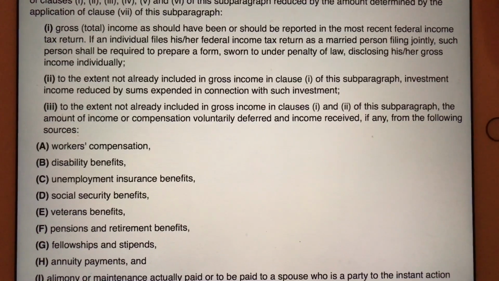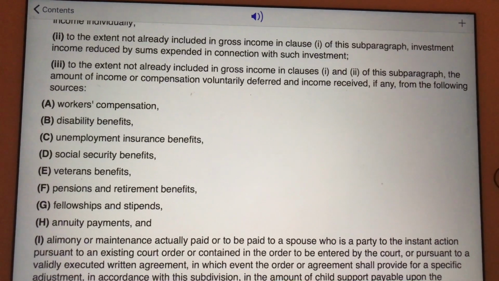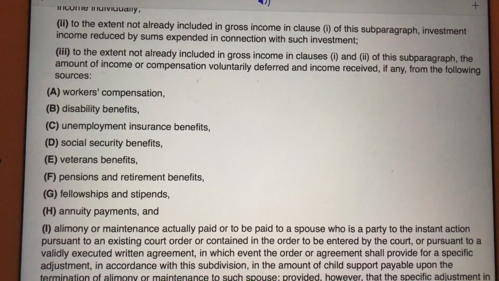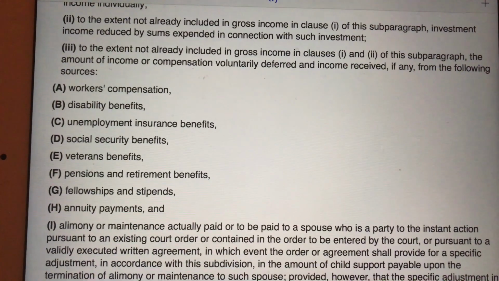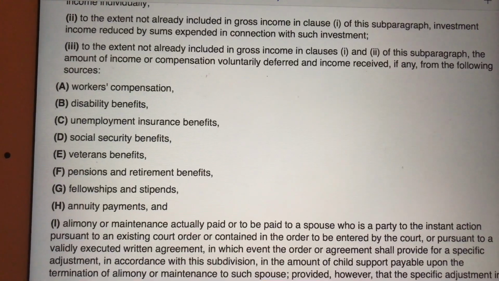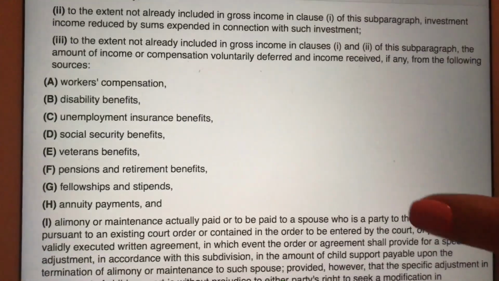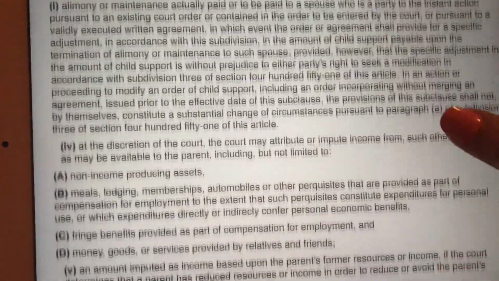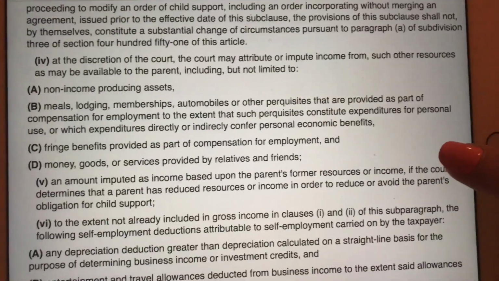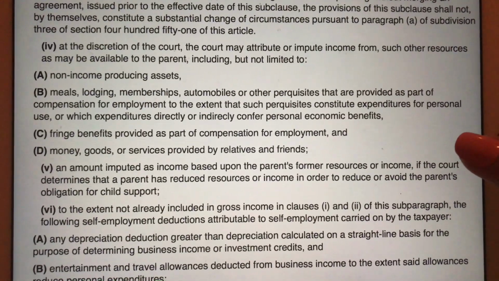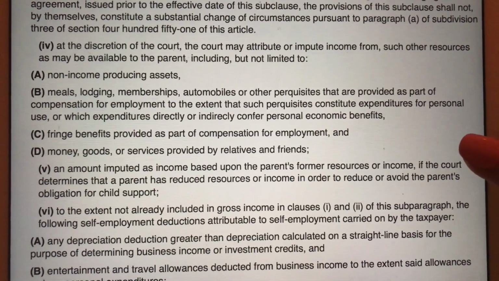Little 2. To the extent not already included in 1, investment income reduced by sums expended in connection with such investment. Okay, now 3. This stuff might seem a little tricky, but it basically says that to the extent not already included in gross income, the amount of income or compensation voluntarily deferred and income received, if any, from the following sources. Then it has this list about workers' compensation, disability, unemployment, all that stuff, annuity payments, and now subdivision 4. This is where it begins to discuss imputed income, non-income producing assets.